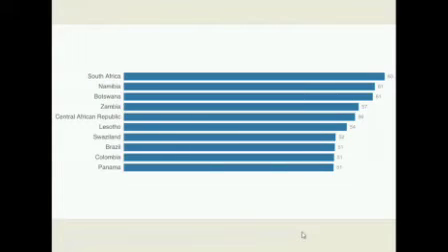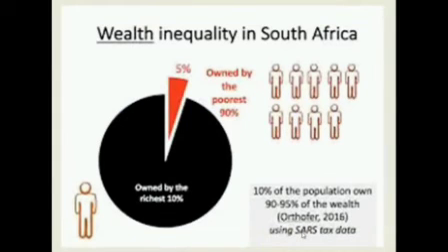Just looking at it graphically, among the most unequal countries in the world, we have the Southern African states, South Africa, Namibia, Botswana, Zambia, leading in that. Again, looking at the wealth inequality in South Africa, as of 2016, 10% of the population own 90 to 95% of the wealth.